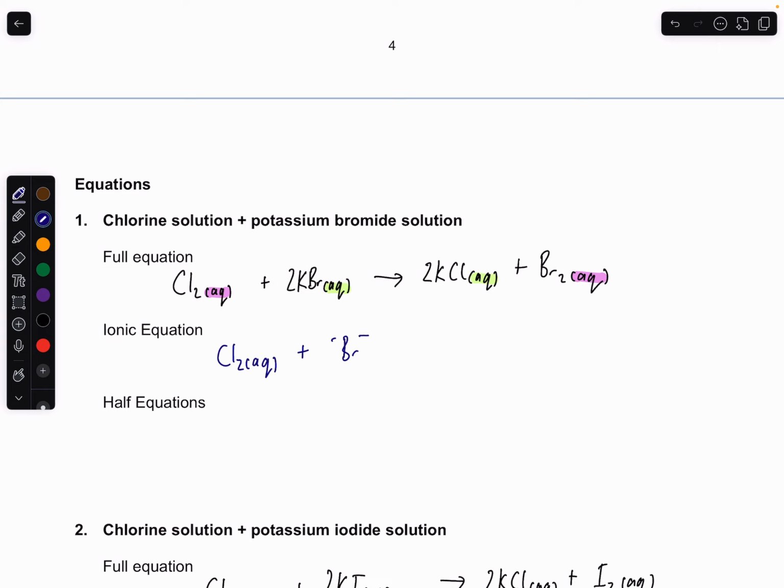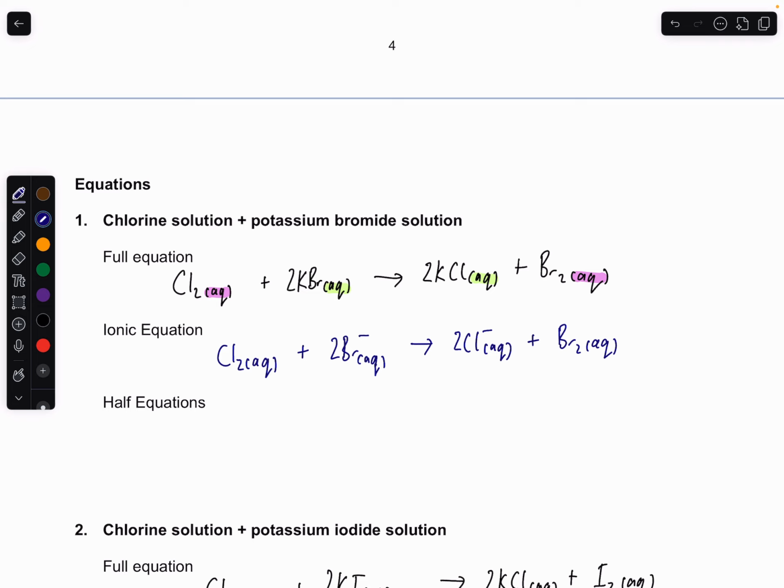And I'm going to end up with just the bromide ions, because the potassium ions are spectator ions and they're going to cancel out. And that means I'm just going to get chloride ions on this side. If you need to recap writing ionic equations, go back to the introduction topic and watch those videos there.